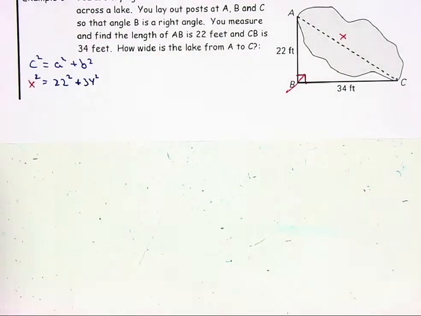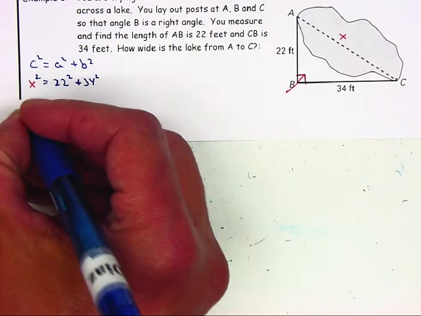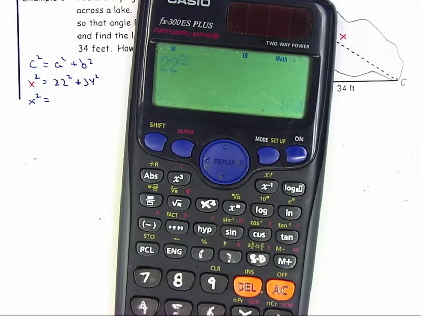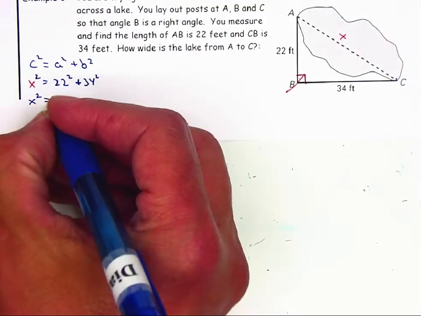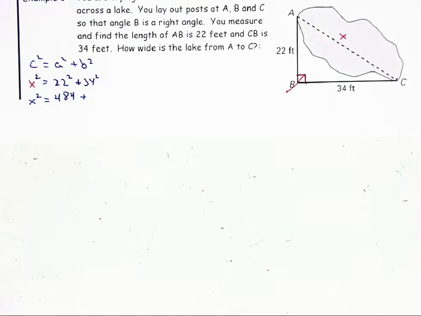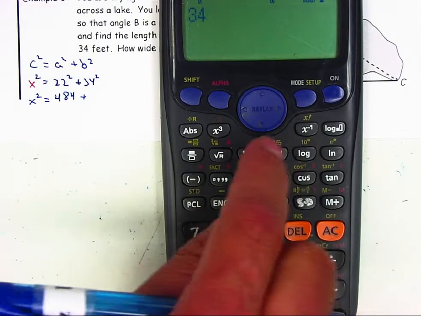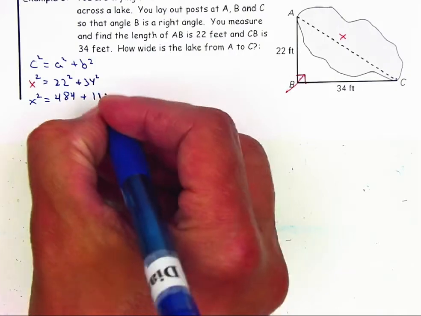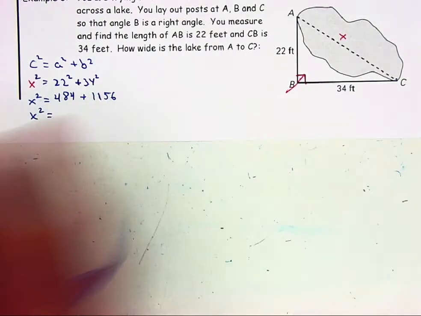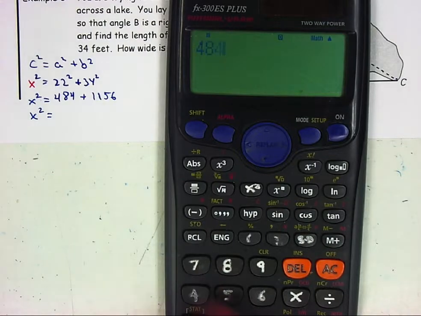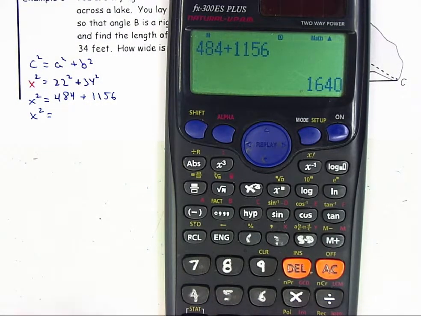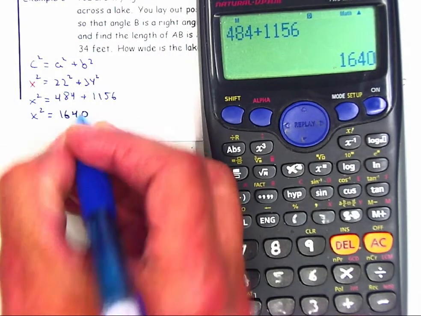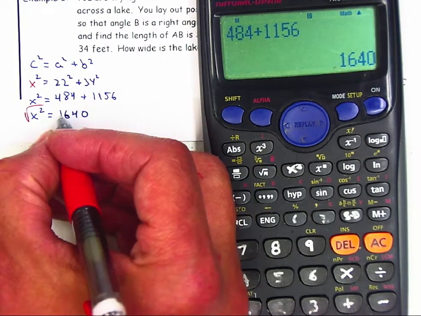The numbers are a bit large, so you are able to use a calculator. We have X squared is equal to 22 squared. That gives me 22 squared, 484, plus 34 squared, 1156. X squared is equal to, I'm going to go ahead and add them up. That gives me 1640. I need to take the square root on both sides to get rid of the square.